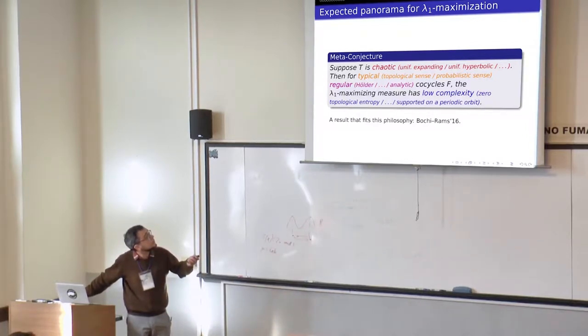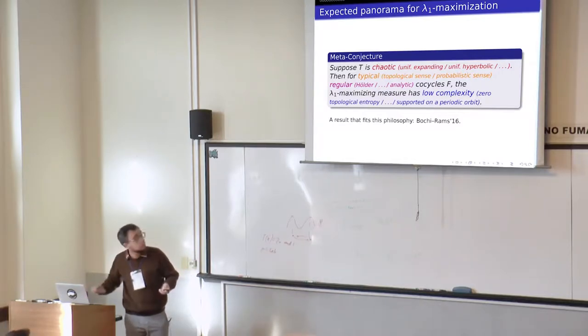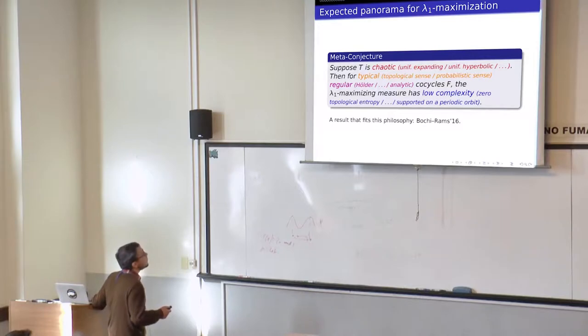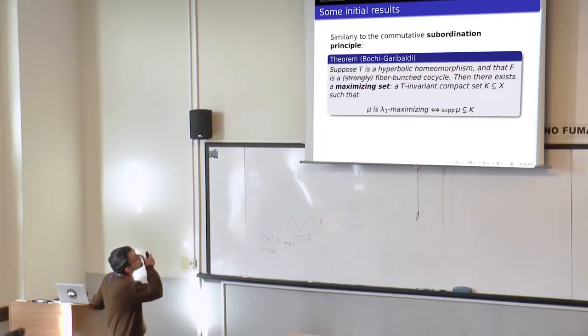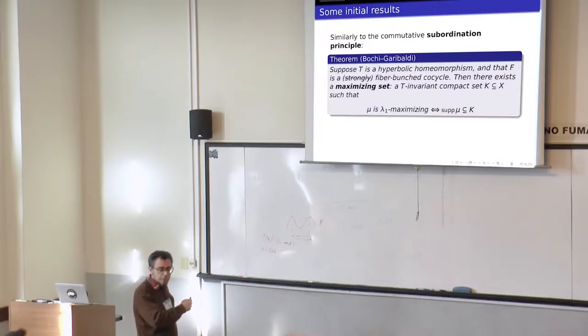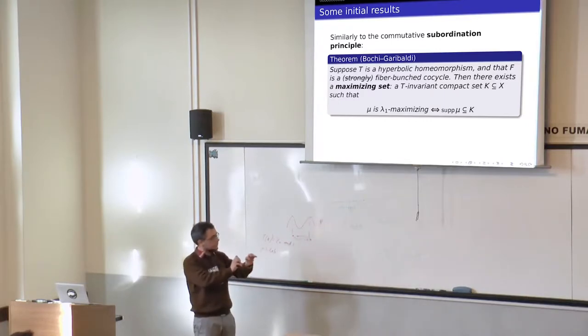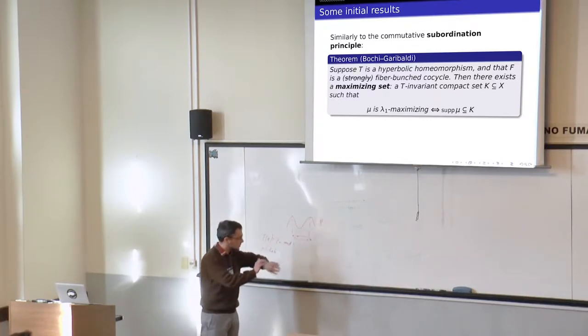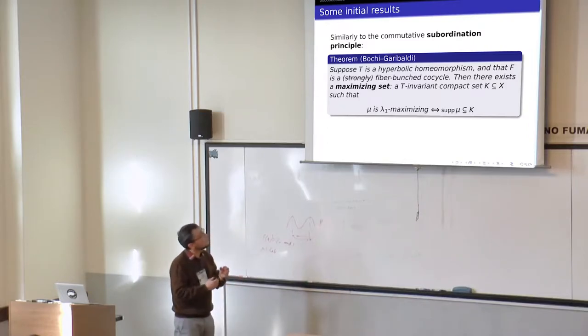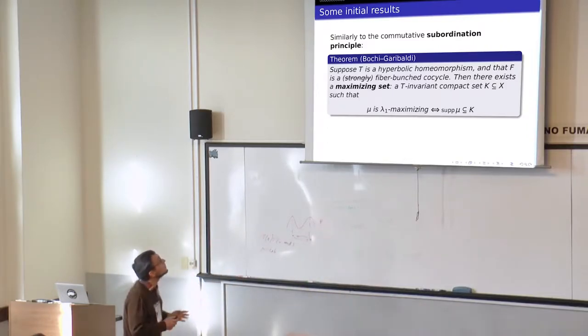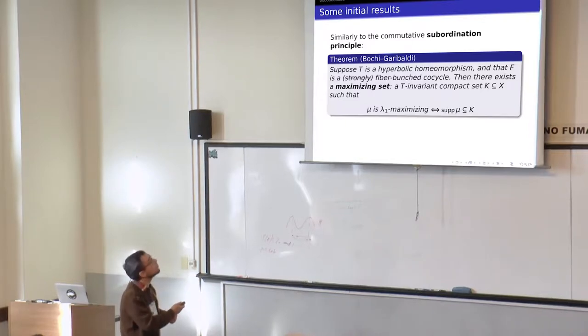And there is a result that fits in this philosophy, but I won't give you much detail, by Michel Rams and myself. Now, you remember I mentioned this subordination principle before, right? That in the commutative situation, there was this set where the maximizing measures live. And now we have a version of this basic result for cocycles.